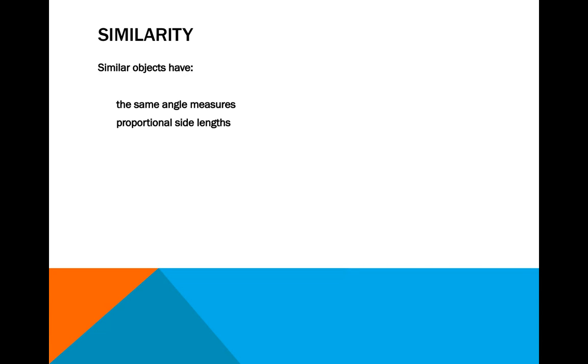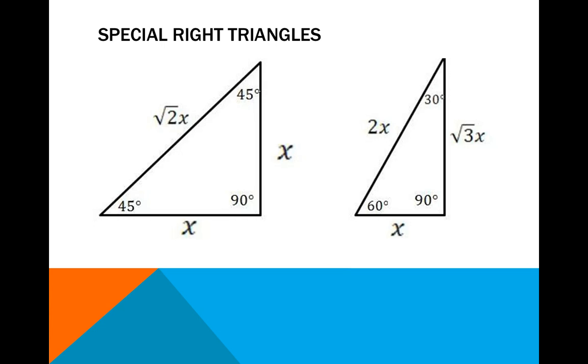When you have similar objects, they will have the same angle measures, and then the sides are proportional. So you would have some ratio in terms of their similarity.